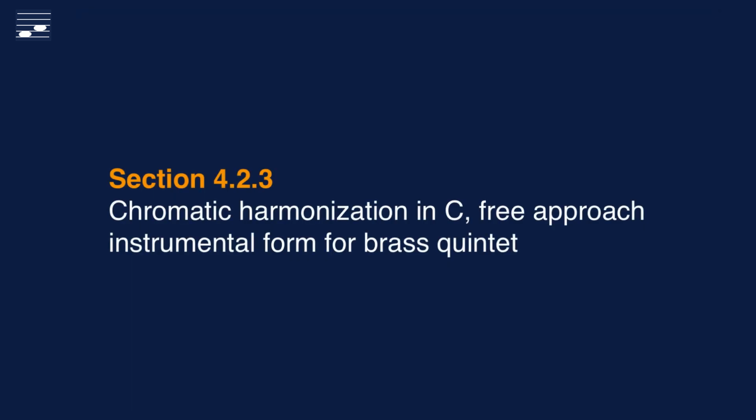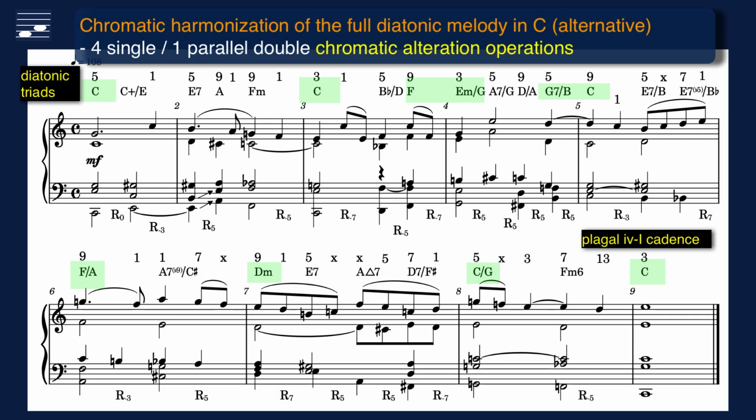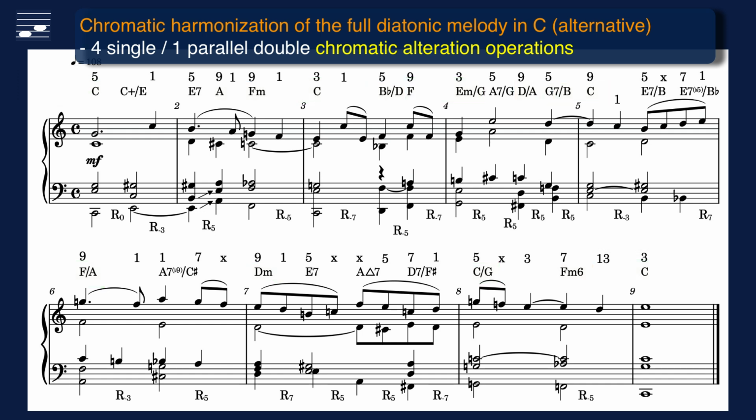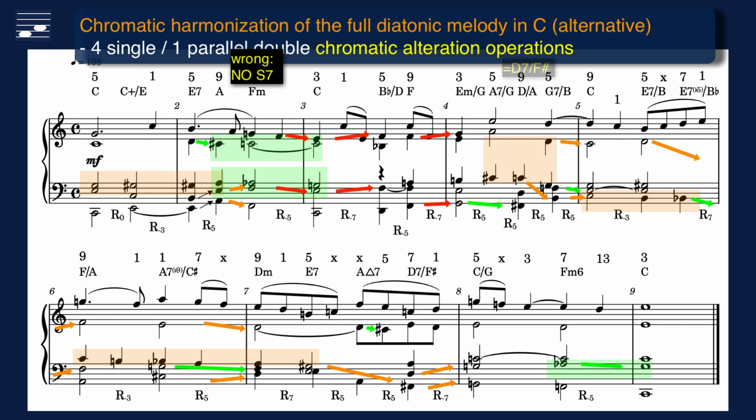Here's another chromatic harmonization in C, with multiple single and one double parallel operation. I've marked both diatonic chords and non-diatonic triads. Note that I altered the doubled pitch G in the harmony, against Schillinger's recommendation. I've marked chromatic chord groups and the voice leading. There should have been a seventh chord in measure 2. The example closes with a plagal cadence.